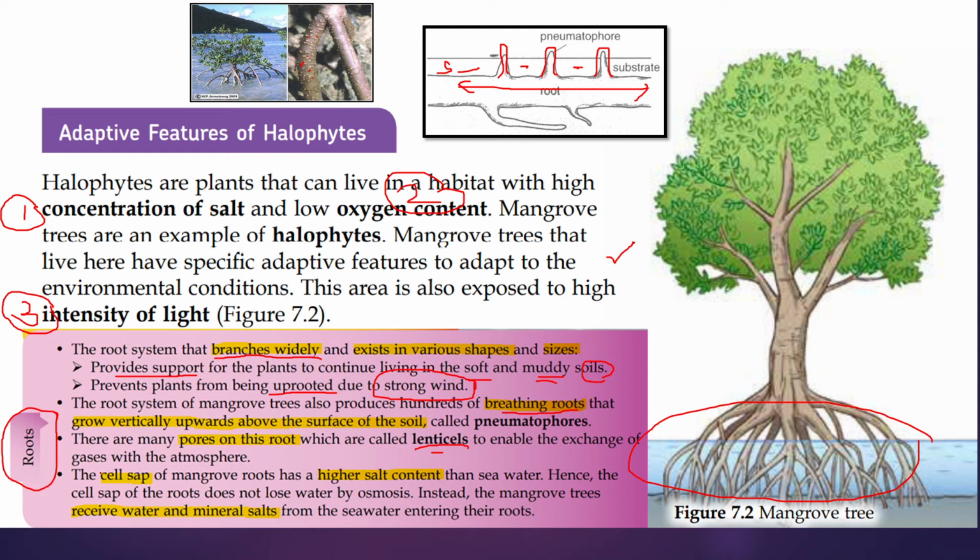Now, the fourth point is to mention the cell sap, yang ada dalam the mangrove roots. The cell sap of the mangrove roots, they have high salt content. In fact, it is even higher than seawater. Imagine kalau seawater dia memang sudah sangat masin, but then air laut masin lagi, the cell sap which is in the roots of this mangrove tree.